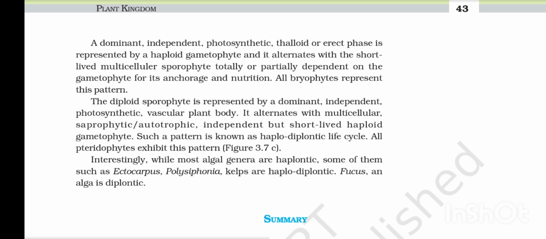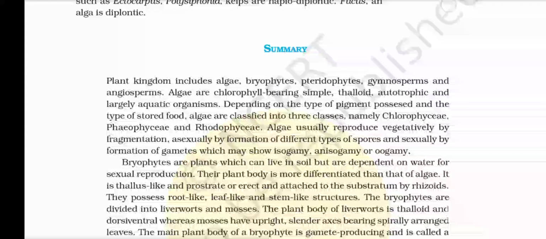The diploid sporophyte is represented by a dominant independent photosynthetic vascular plant body. It alternates with a multicellular saprophytic autotrophic independent but short-lived haploid gametophyte. Such a pattern is known as the haplodiplontic life cycle. All pteridophytes exhibit this pattern. Interestingly, while most of the algal genera are haplontic, some of them such as Ectocarpus, Polysiphonia and kelps are haplodiplontic. Fucus, an alga, is diplontic.